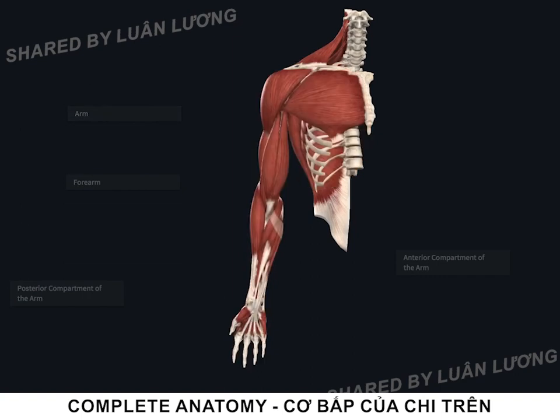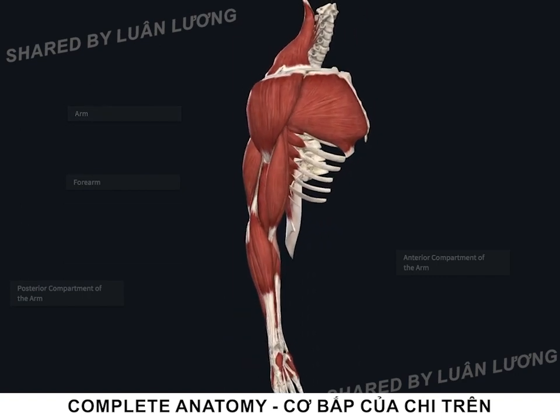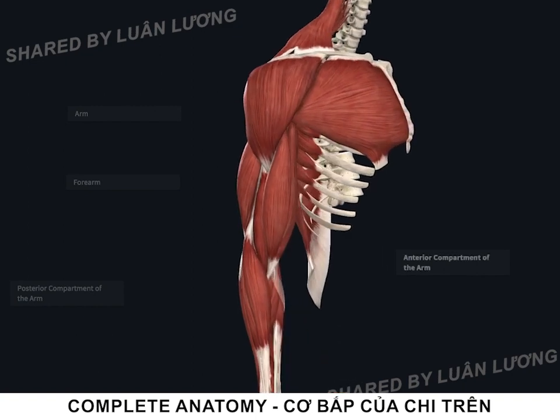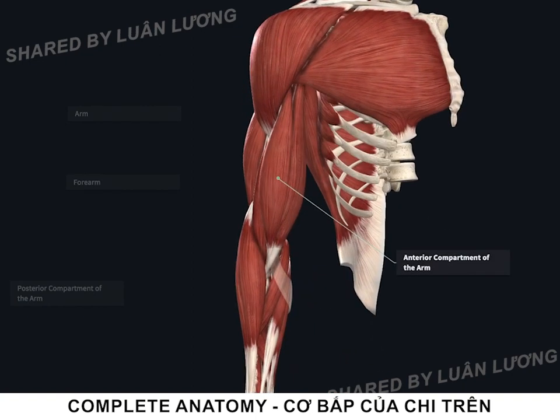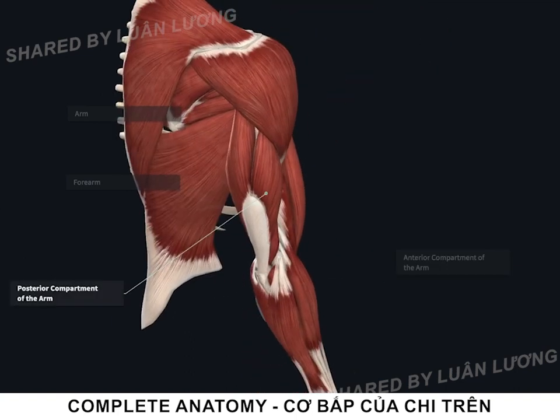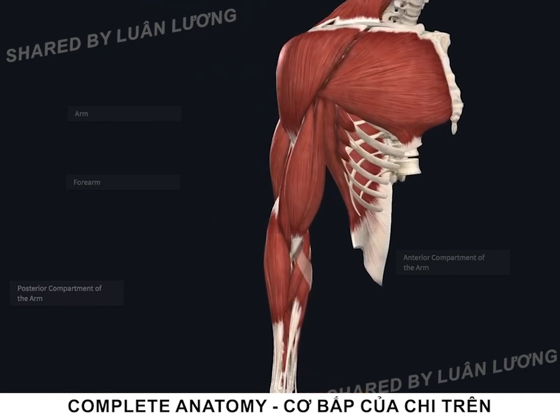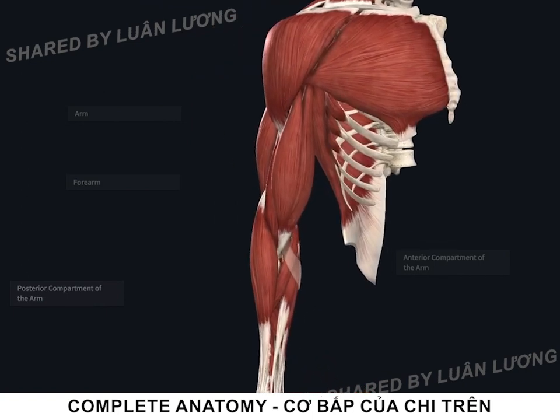Within the arm, we're going to divide this up into 2 different compartments. We're going to see that there's an anterior compartment of the arm, which will be located in front of or anterior to the humerus, and a posterior compartment of the arm, which will be located posterior to or behind the humerus.